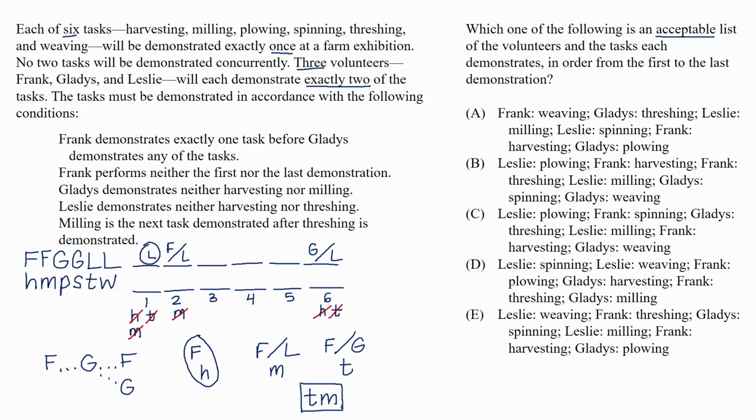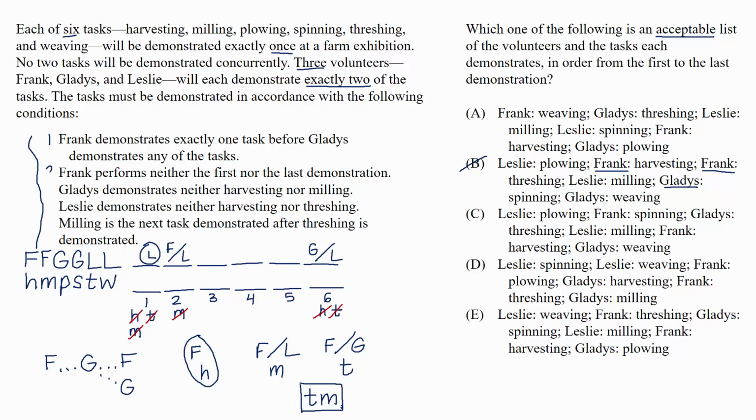So for these overview questions, it's a good idea to start with the rules and eliminate the choices that violate each rule. It tends to be a lot faster than going to the choices and seeing if each choice works. So rule number 1 tells us that Frank demonstrates exactly one task before Gladys demonstrates any of the tasks. Looking at the choices, which choice can we eliminate? Choice B violates rule number 1 because we see Frank demonstrating 2 tasks before Gladys demonstrates any of her tasks. So we'll get rid of choice B.